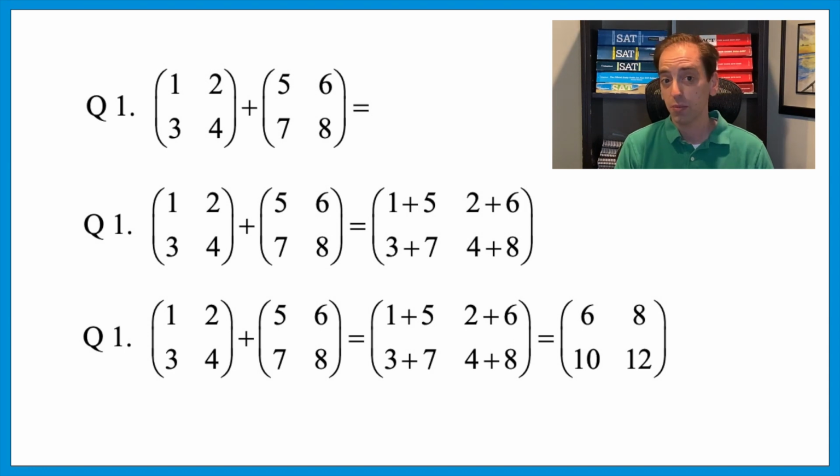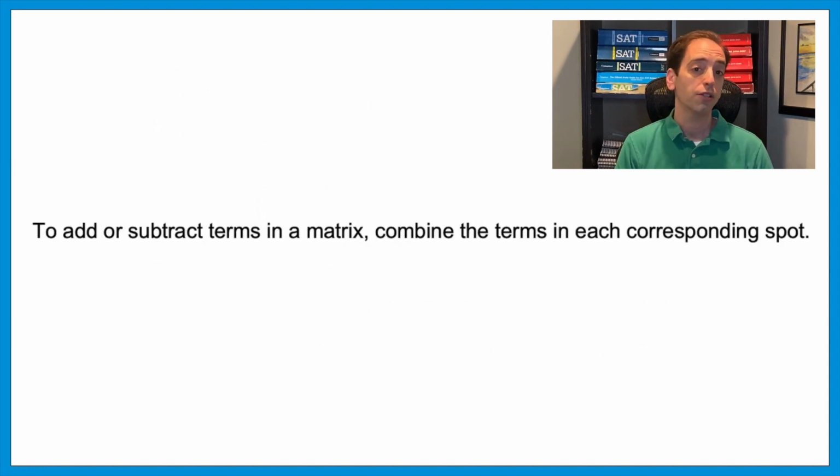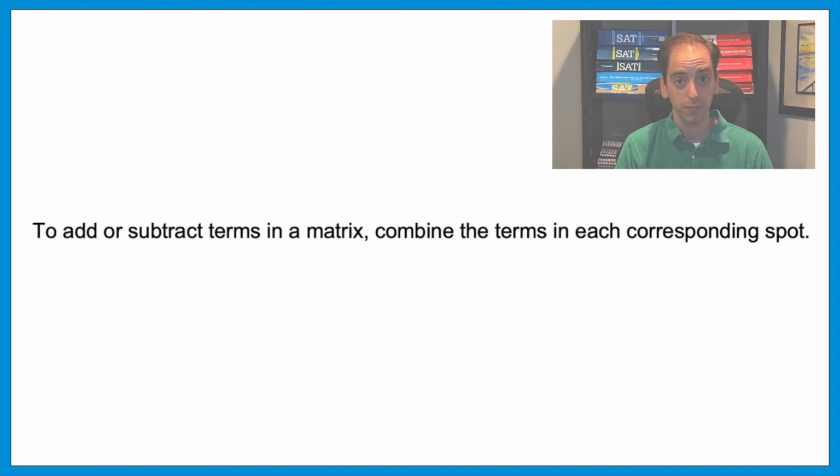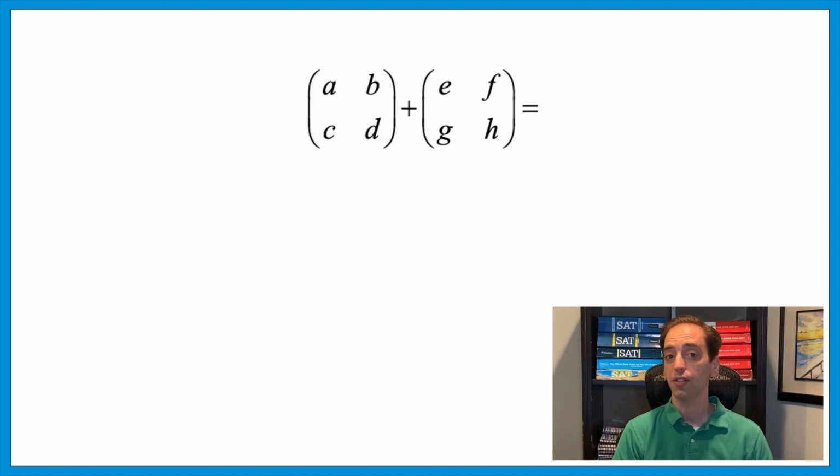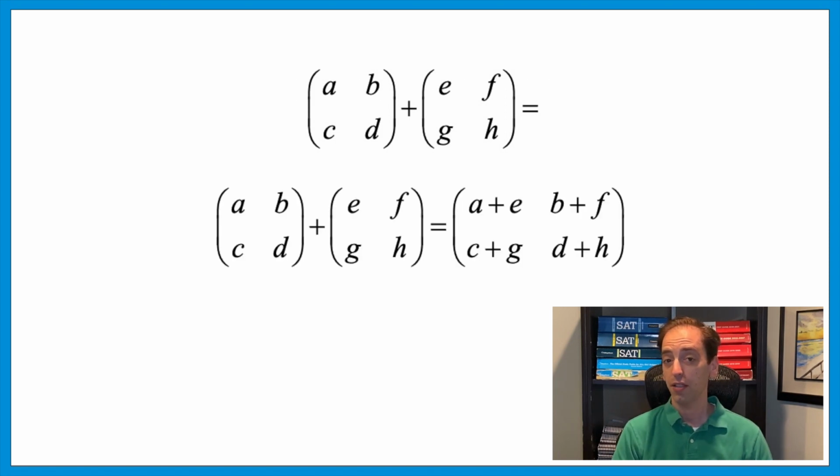And the same goes for subtracting. So to add or subtract terms in a matrix, combine the terms in each corresponding spot. Let's look at another. ABCD plus EFGH. All we're doing is adding terms in the corresponding spots. So in the top left, A plus E, the top right, B plus F, and so on, C plus G, and D plus H. You just add each term with its corresponding partner, so to speak. And the rule is the same for subtraction.